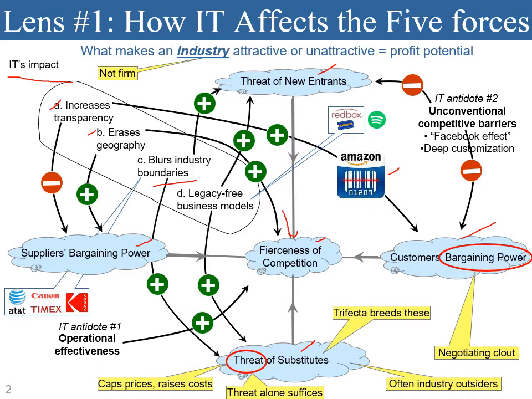I have explained it in the chapter 1 video. The trifecta is three IT-centric drivers that fracture the industries, which are digitization, infusion, and ubiquity. Right? Don't forget what the trifecta is.